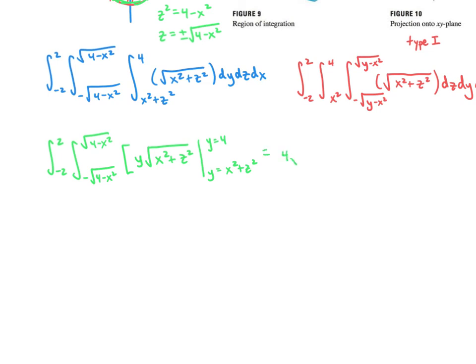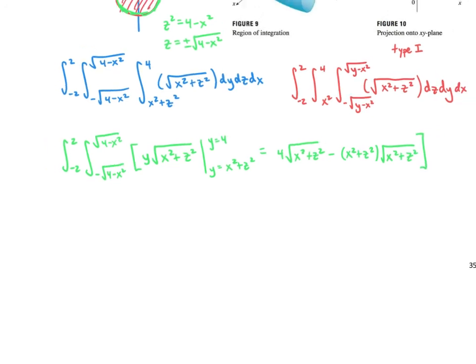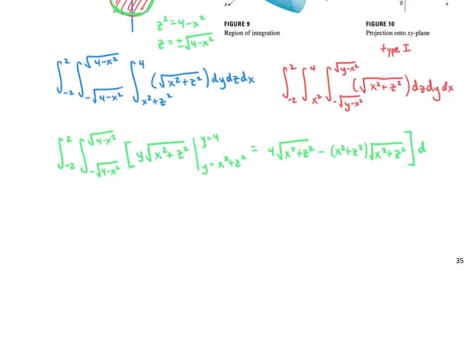So that gives us 4 times x squared plus z squared minus the quantity x squared plus z squared times the square root of x squared plus z squared, and we have dz dx. All right, really ugly. Okay, so let's think about this for a moment. We're down to a double integral now, and my double integral is really ugly, but notice how we have this x squared plus z squared behavior throughout.